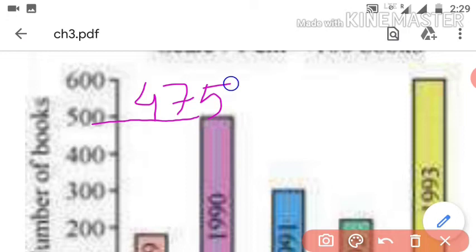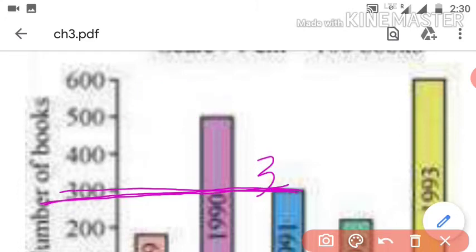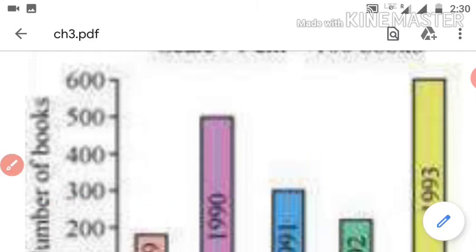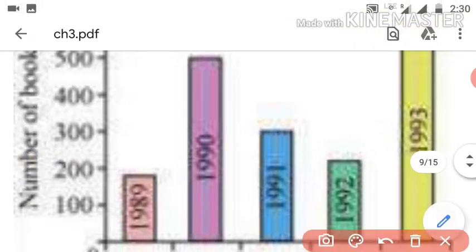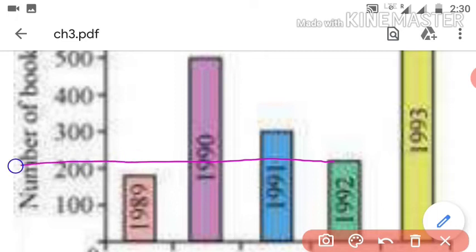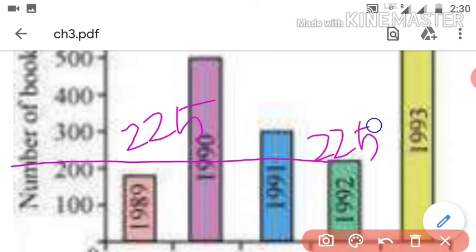475. Now next, for 1991, if you make a straight line, this value will be exactly 300. That is how much? 300. Now next, for 1992, if you make a straight line from here, it will be slightly above 200. So this will be 225. So this value will be how much? 225. So in this way you have to see from the graph.